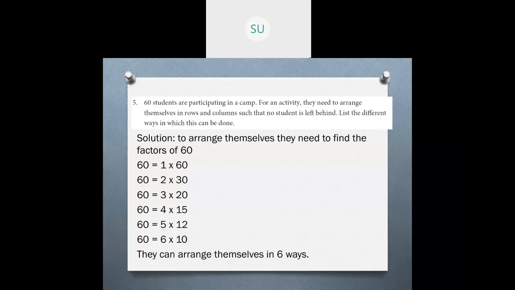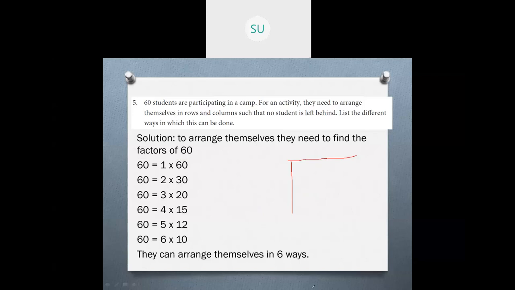So I'm moving on to question number 5. 60 students are participating in a camp. For an activity, they need to arrange themselves in rows and columns such that no student is left behind. List the different ways in which this can be done. So there is a camp in which 60 students are there and they need to arrange themselves into rows and columns so that no student is left behind. These are columns like this and these will be rows.